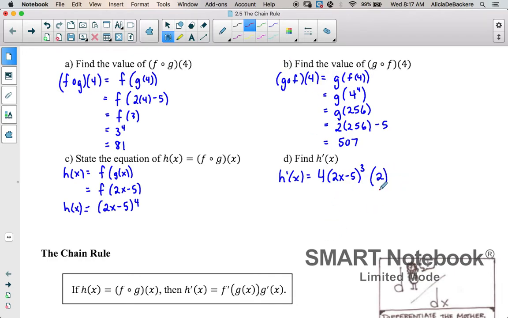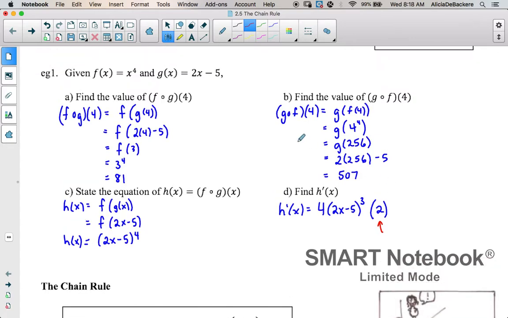So when I look at this, this here is really just the derivative of the original function g at x, right? If I went up here and found g prime at x, it would just be 2. And if I went up here and I found f prime at x, it would be 4x cubed. So this guy here is g prime at x. This guy kind of reminds me of f prime at x, except that they've replaced the x with the bracket. So this is f prime at x, but instead of putting an x in, they've subbed in 2x minus 5, which remember was our original g at x.